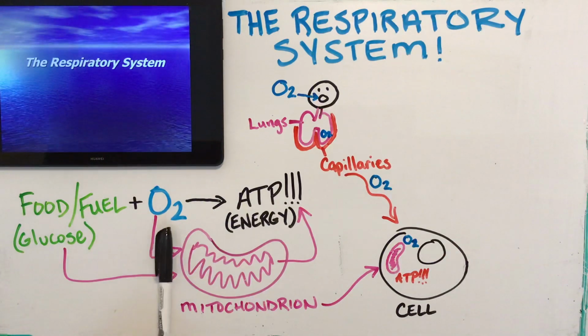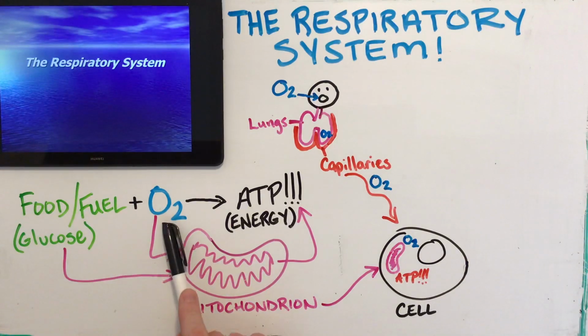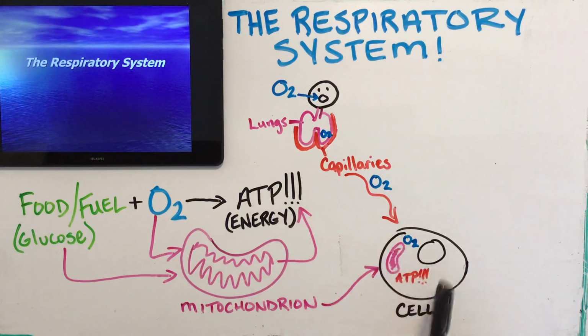Today, we're doing the respiratory system, which looks after the oxygen, gets the oxygen from the air around you, brings it into the lungs, dissolves it into the blood. So now we've got glucose in the blood, oxygen in the blood, and the blood will deliver it to the cells. They'll enter the cells, go to the mitochondrion, and these two materials get turned into ATP, cellular energy.